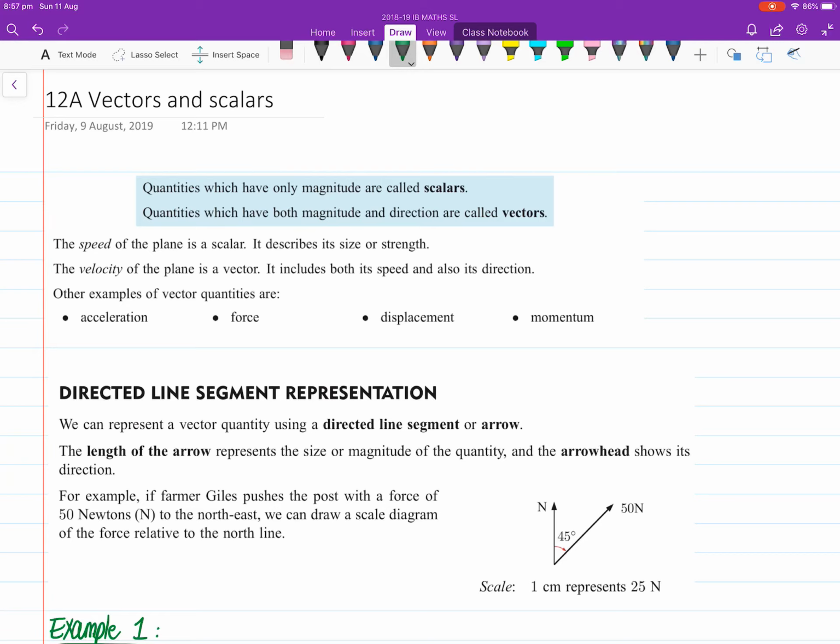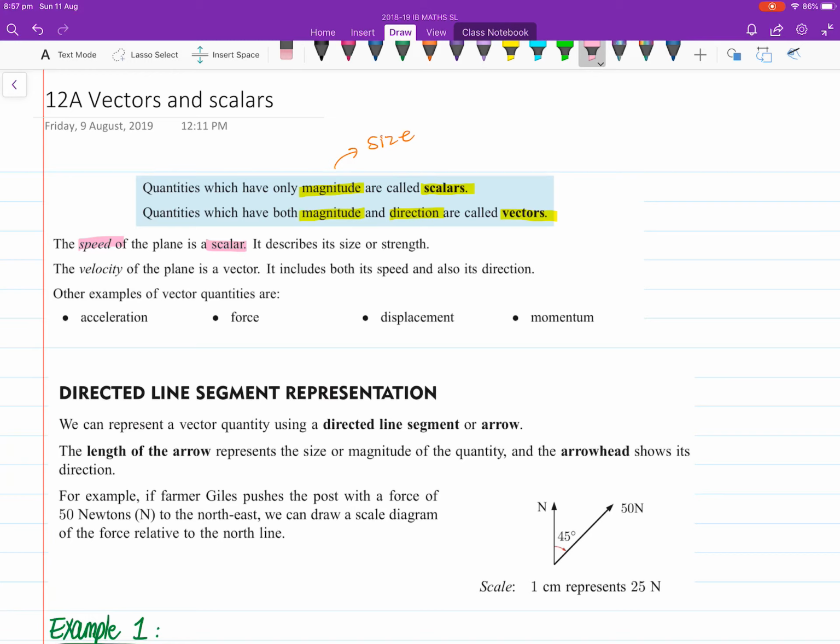So most measurements or amounts we've used so far in maths have been scalars, which means they have only a magnitude, which means size, okay? Whereas a vector is something that has both magnitude or size and direction. So for example, if we're talking about the speed of a plane, that would be a scalar, because it might be something like, it goes 200 kilometers per hour, whatever it is.